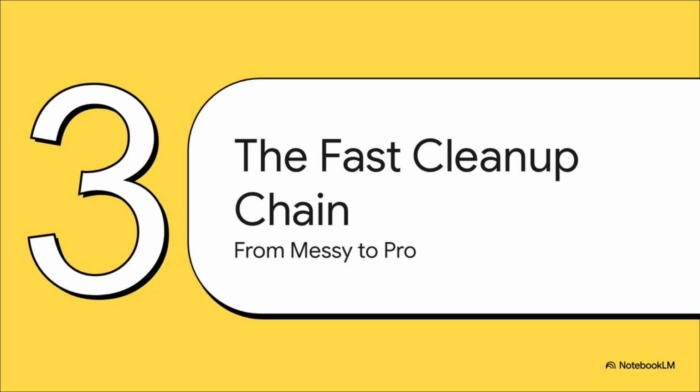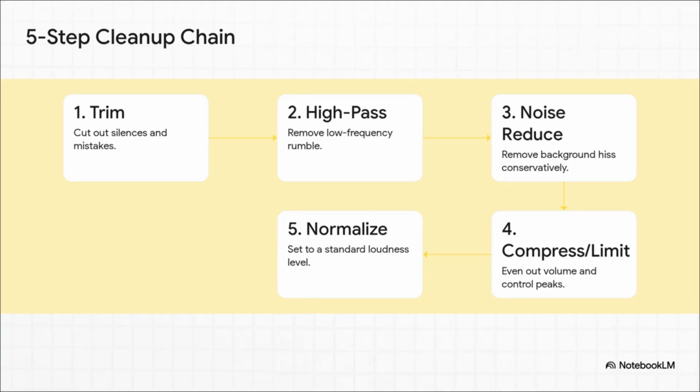So how do we actually do this? Let's get right into the nitty-gritty, the step-by-step process that's going to transform your audio. It's a really simple chain of effects that takes your raw recording from messy and amateur to clean and professional. It all kicks off with a simple trim, just to get rid of any mistakes or long pauses. Easy enough. Then, we use what's called a high-pass filter. Think of it like a surgical tool that just slices away all that low-frequency junk you can't really hear, but you can kind of feel.